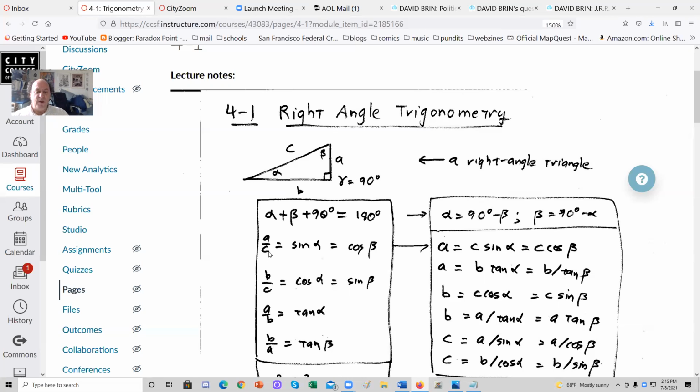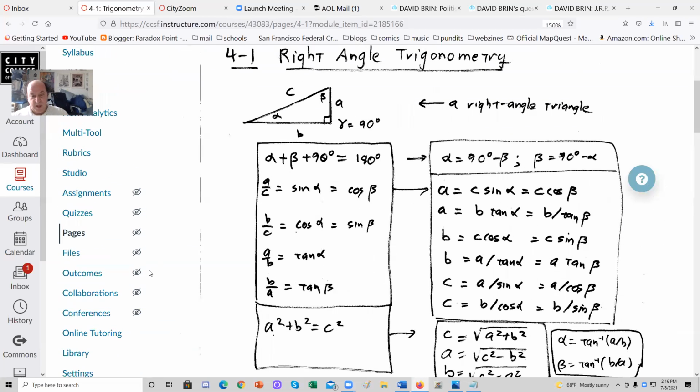And also, if we flip these, A over C and B over C upside down, C over A is 1 over sine alpha and 1 over cos beta. C over B is 1 over cos alpha, 1 over sine beta. And transposing A and B respectively, you get C is A over sine alpha, also C equals A over cos beta. C is B over cos alpha, and C equals B over sine beta. All right, so with these elementary trig definitions, from the 90-degree angle, one of these angles, and one of these sides, you get the other two sides.